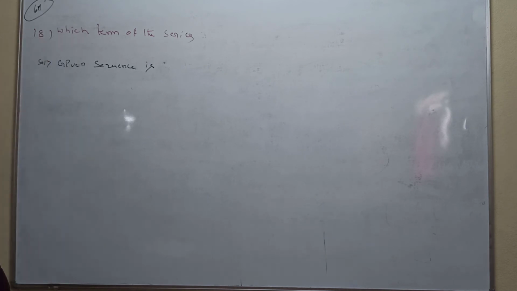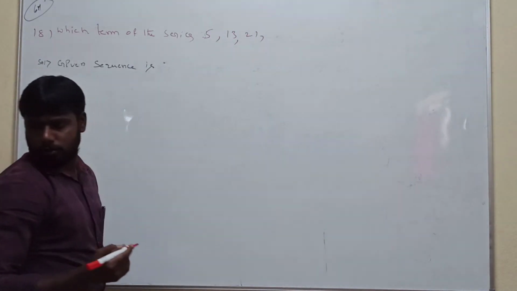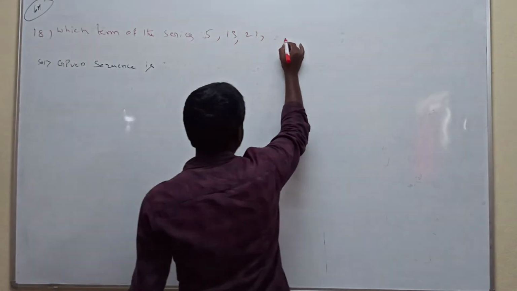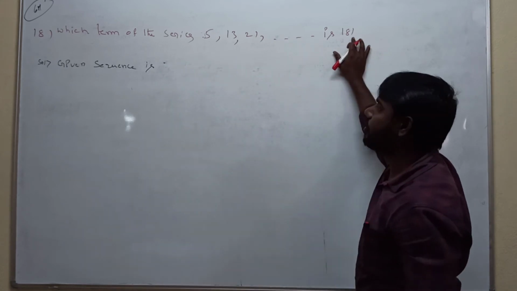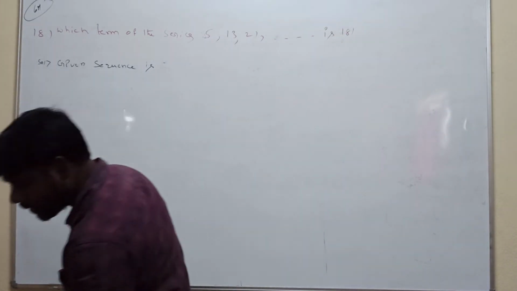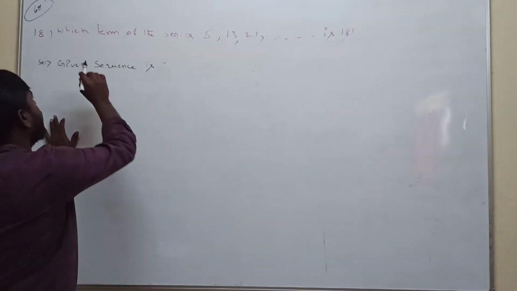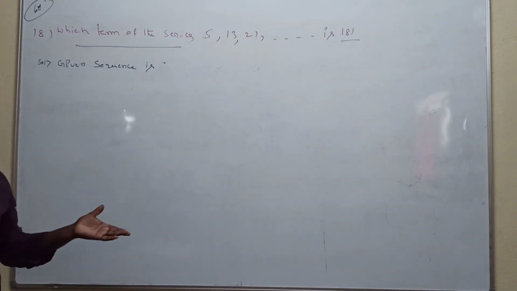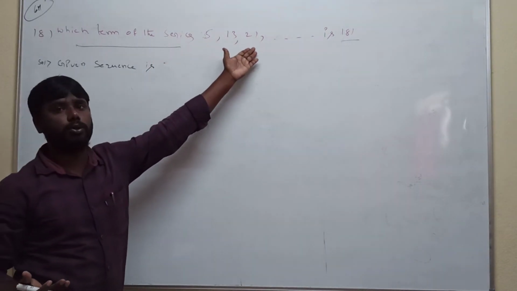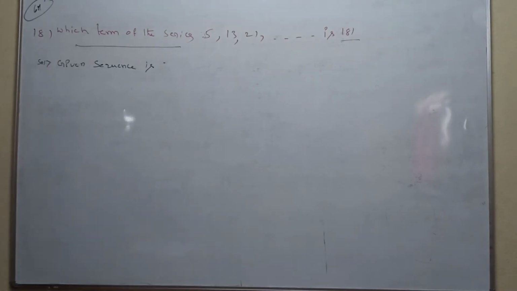Which term of the series 5, 13, 21, and so on is 181? One sequence is given, 181. You have to find which term it is, to find the n value. n is the number of terms, the number of elements. That's why we are asking which term 181 is. First term you know, second term you know, third term you know, and so on. So 181 is which term? You don't know. That's why we have to find the n value.